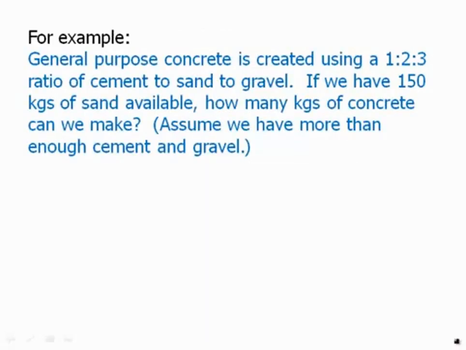For example, general purpose concrete is created using a 1 to 2 to 3 ratio of cement to sand to gravel. If we have 150 kilograms of sand available, how many kilograms of concrete can we make? Assume we have more than enough cement and gravel. So again, pause the video and see if you can solve this on your own.